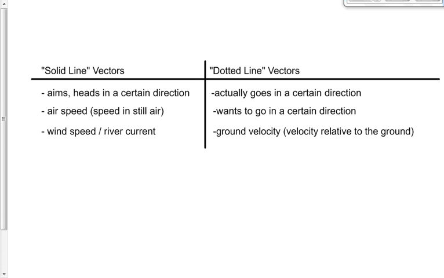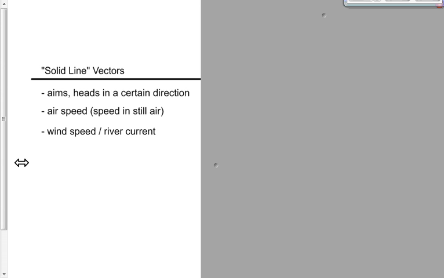Here's where we're going to make our solid line vectors. If we're aiming in a certain direction or we're heading in a certain direction, we're going to draw that as a solid line vector. The pilot of an airplane, a captain of an airplane, aims the airplane directly north, or the captain of a ship heads north, or the sergeant in the group of soldiers heads west. If we aim or head in a particular direction, we're going to make that a solid line vector. We're going to draw it as a solid line.